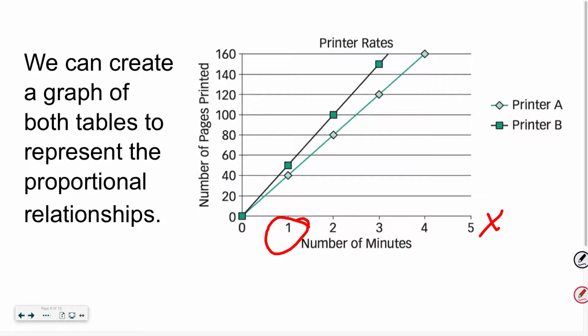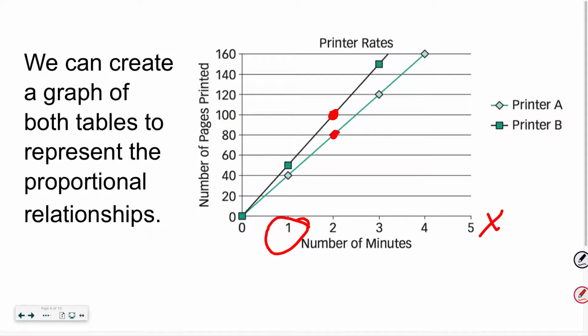One is printing 50 pages in a minute and the other is printing 40, but are they always going to be 10 pages apart? No, because what's happening over time? It's just going to keep growing. Take a look at when both printers were printing for 2 minutes. One's at 80 and the other one's at 100. So it's not just 10 apart, every minute it's growing by another 10.